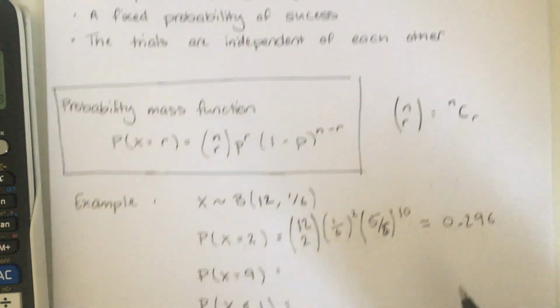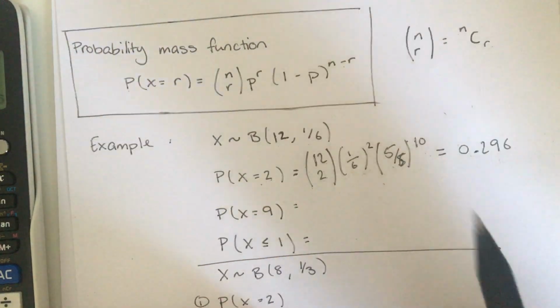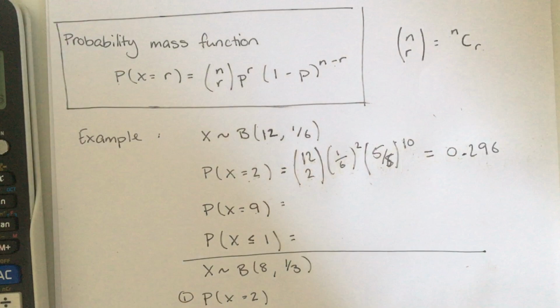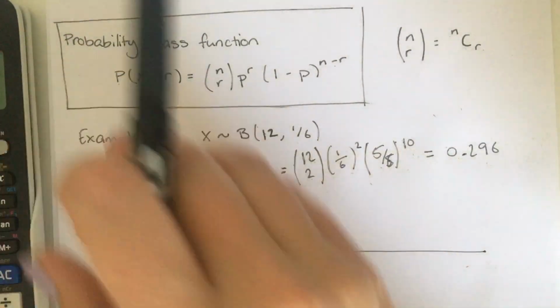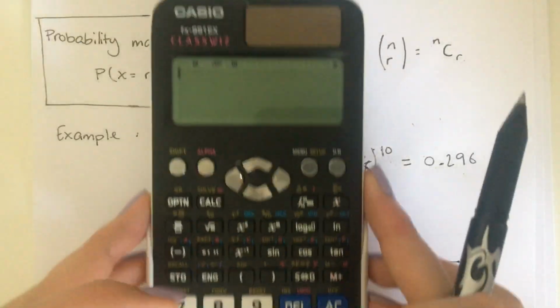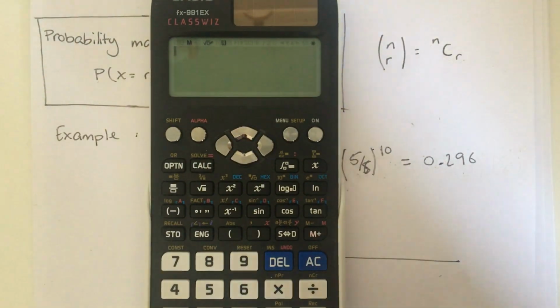So we can do the same thing here for x is 9. So this is what's the probability that I have 9 successful trials out of my 12. There's another way we can work this out on the calculator. So instead of doing all of this by hand, our calculator has a function to work it out for us.